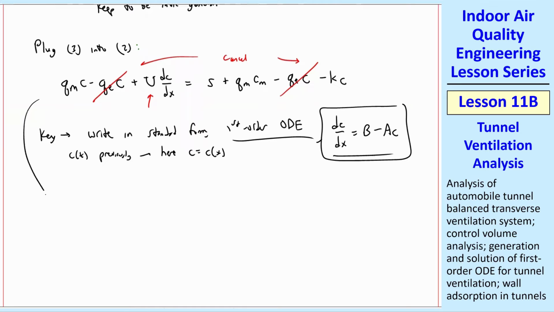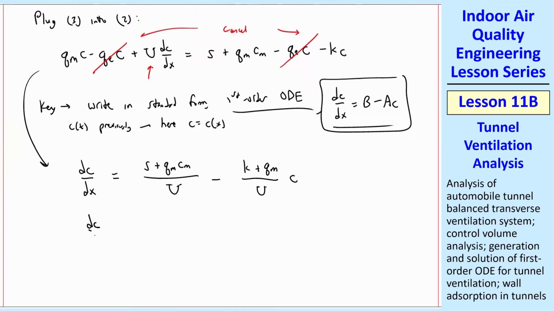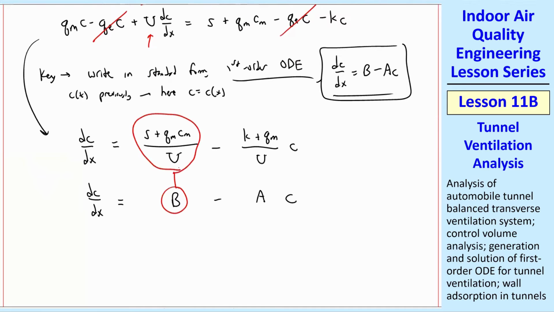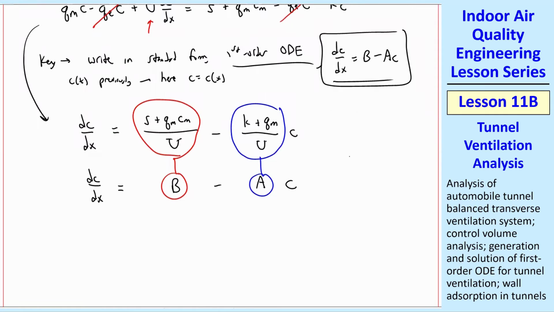So let's do that. This equation becomes dc dx equal lowercase s plus qm cm over u minus k plus qm over u times c. And I'm going to write the way I used to do it with time, dc dx equal b minus ac. And so b is equal to little s plus qm cm over u, and a is k plus qm over u. And notice that just like we had in the ventilation cases, we always had a v in the denominator. Here we have a capital U in the denominator.